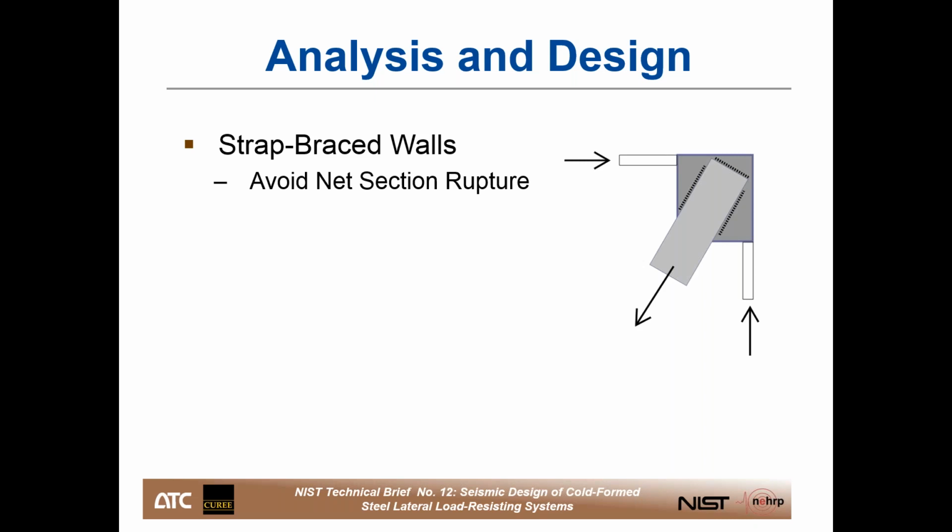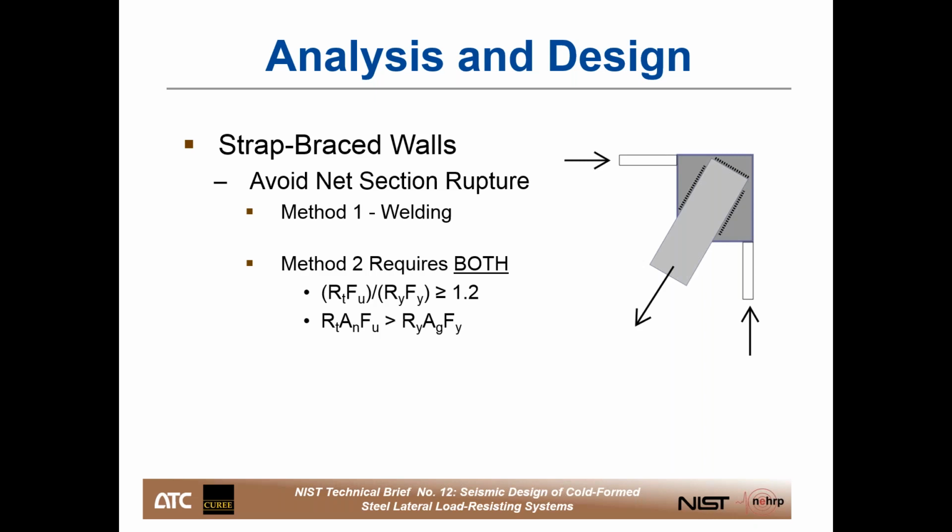So there's two methods that we can use in S400 to ensure that that doesn't happen. Method one is to just use welded connections configured to ensure that yielding of the gross cross section of the strap can occur. And method two is to ensure that the net section rupture strength exceeds the strap expected yield strength by meeting both of the requirements listed. One of the ways of meeting method two is to use like a tapered or dog bone type straps with a narrowed zone for yielding.